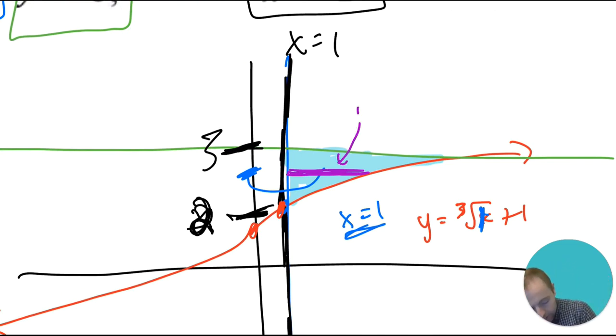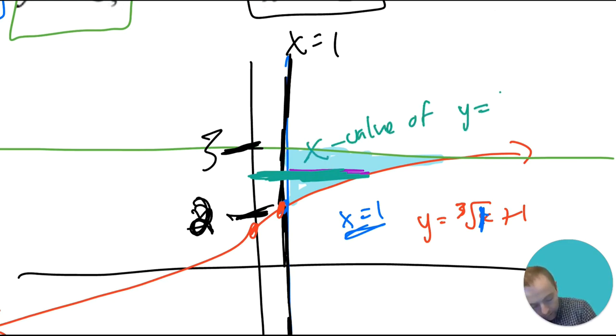So that radius is a little bit longer than this teal distance right here. So this teal distance would technically be the x value of y equals cube root of x plus 1, since it's the x value going to that red graph right there. But this yellow part right here is not going to be on it, and that's 1 long. So we'll just need to subtract away 1 from that x value.